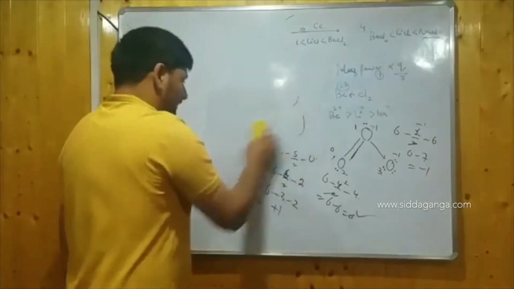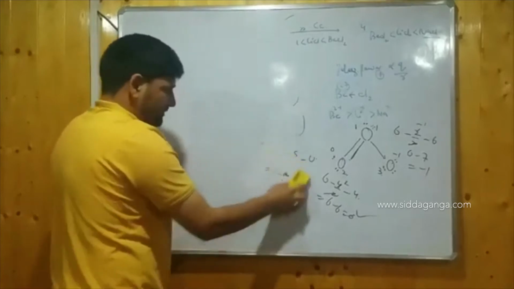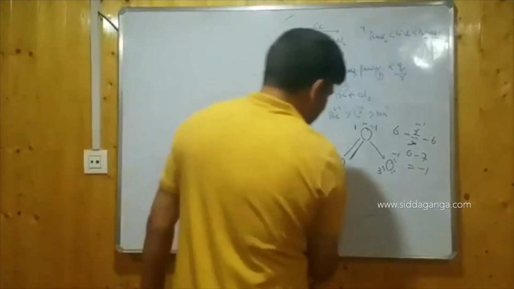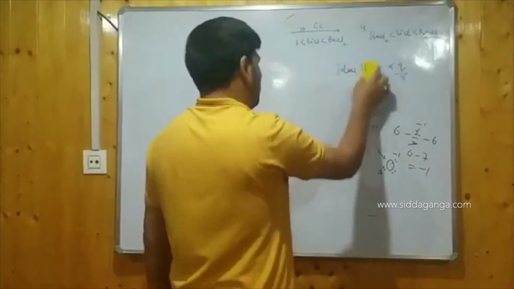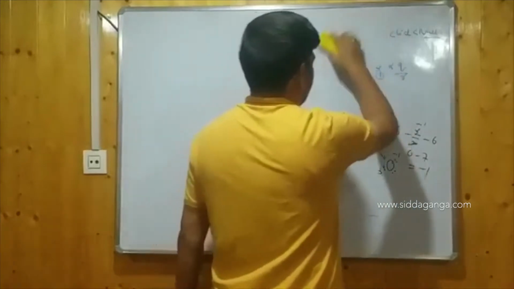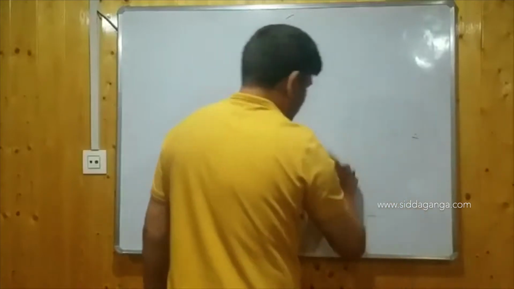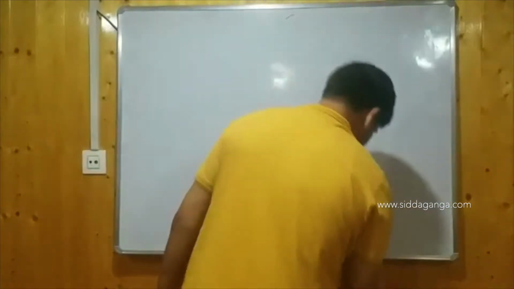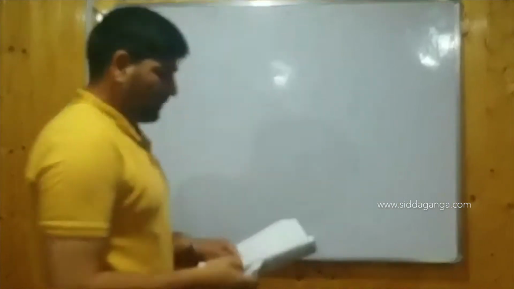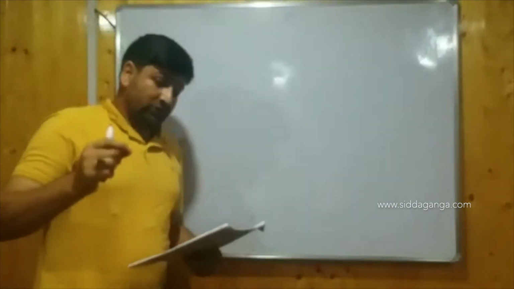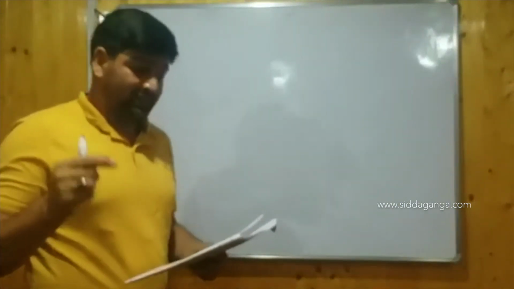Clear? Our question is, in the given 4 options, which of the following will have the highest bond enthalpy or bond energy respectively? Am I clear here or not? Right. So what are the options that have been given to us, according to the given question?